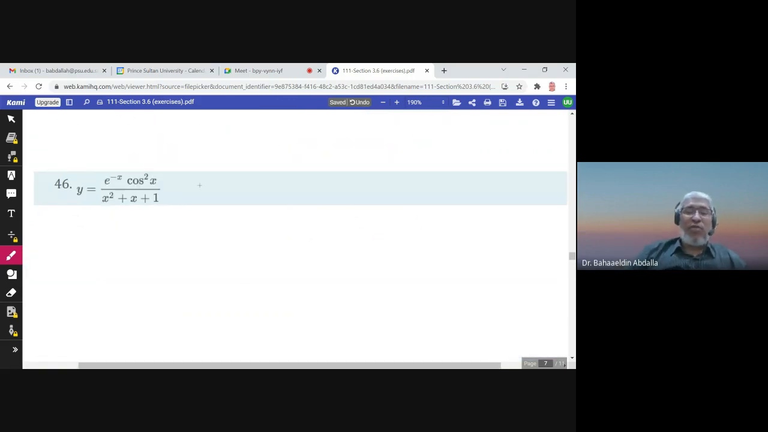Again, use logarithmic differentiation. So ln y equals ln all of this.